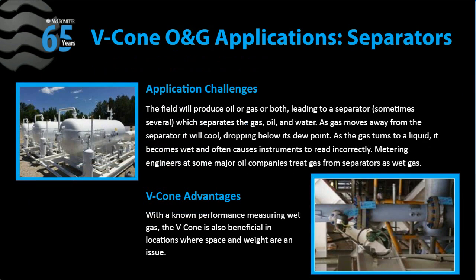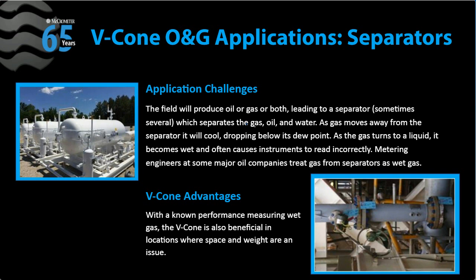And the challenge this presents is that when you're producing oil or gas or both, the separator separates these three fluids. As the gas moves away from the separator, it's going to cool and drop below its dew point. That way it will be turning into a liquid and will become wet and cause instruments to overread. Now, metering engineers at a lot of major oil companies treat this gas from the separators as a wet gas.